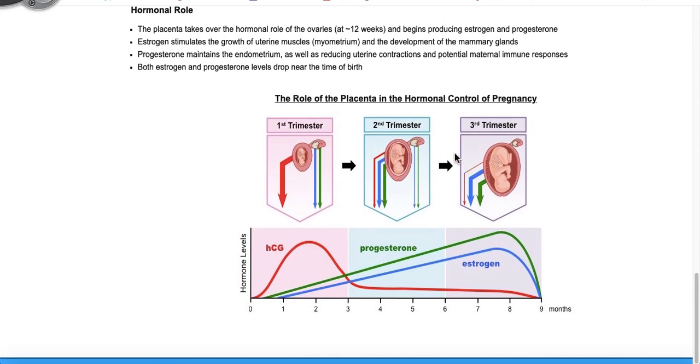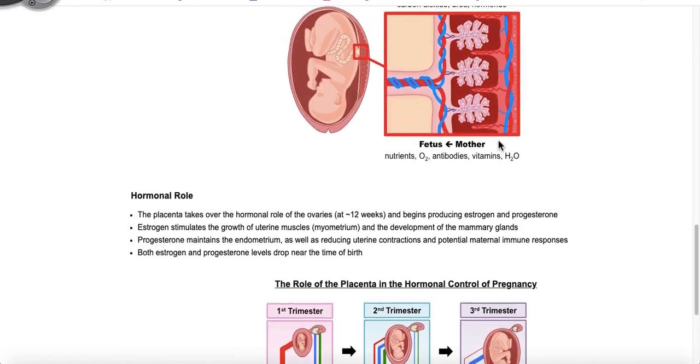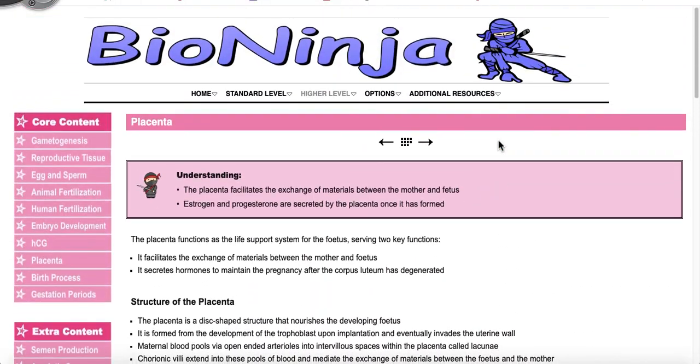It's very important. So in the next video lesson, we're going to learn about the birthing process and what happens to the placenta during the birthing process.